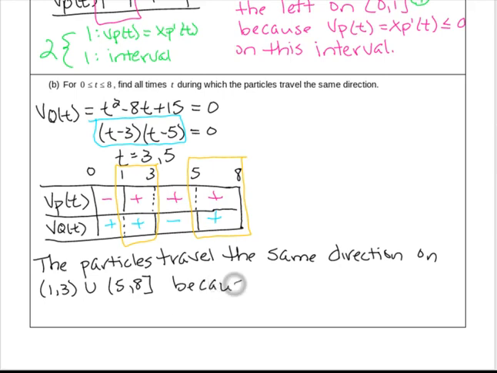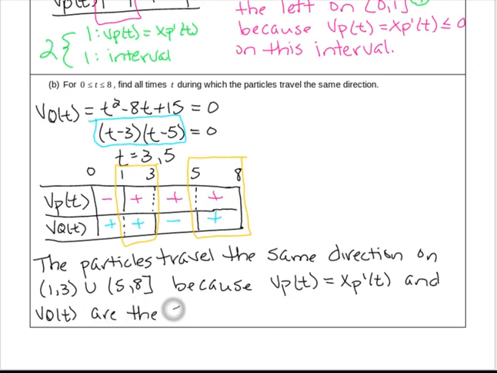because VP of t, which we know is xp prime of t, and VQ of t are the same sign on these intervals. Again, it doesn't necessarily ask for an explanation, but it's always a good idea to have your explanation here. Although actually, they really do want it, so have it there.